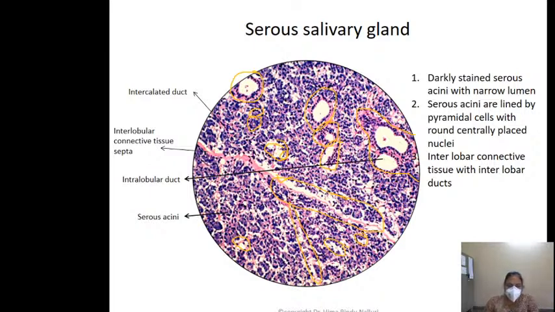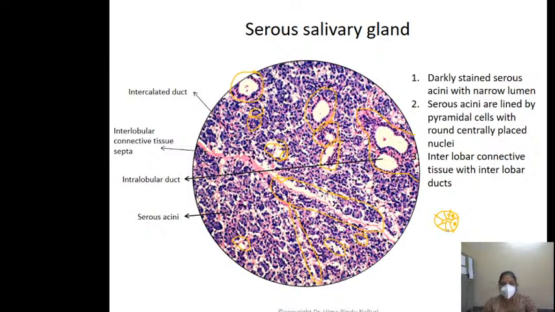How to identify an acinus? In the serous acinus, the cells will be pyramidal in shape, with a broad base, and the lumen will be very small, and the cells will have a rounded nucleus. You see a rounded nucleus like this, and this will be darkly stained. So you see the granules here. That is the structure of a serous acinus.